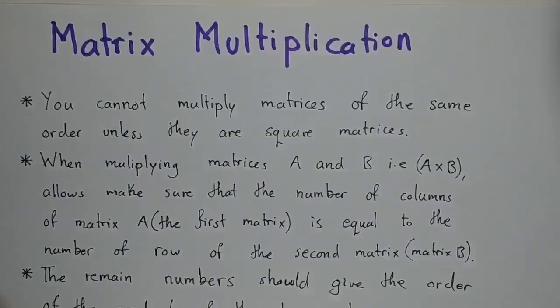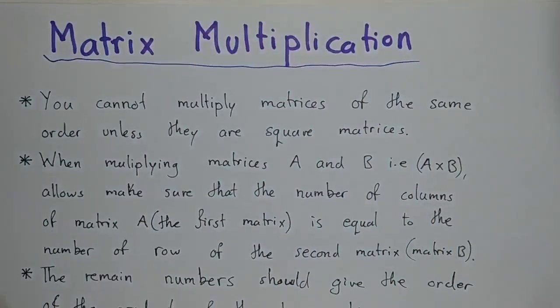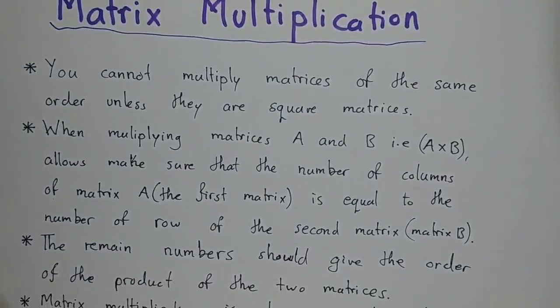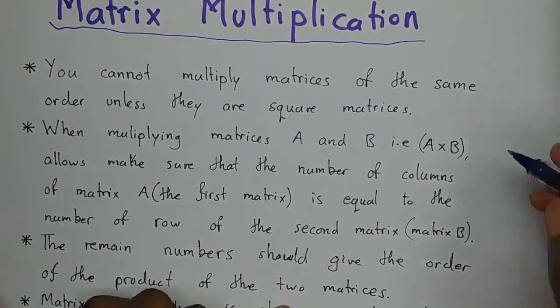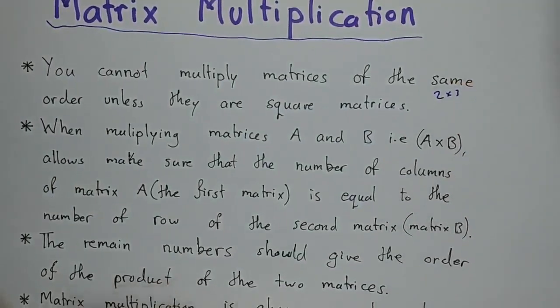So we'll be looking at matrix multiplication. We'll look at how to multiply two or more matrices and the rules that are required to be followed. Okay, so let's go step by step. Firstly, you cannot multiply two matrices just because they have the same order. Remember what we talked about regarding the order of a matrix: it is either 2 by 3, 3 by 2, just like that. That is the rows and the columns.